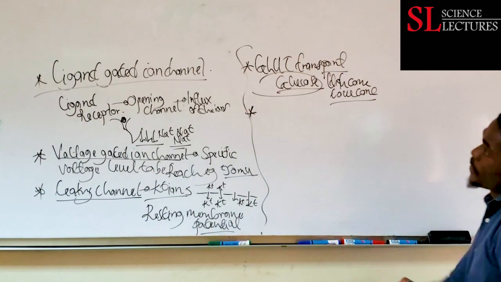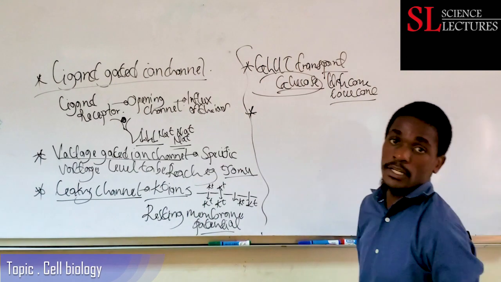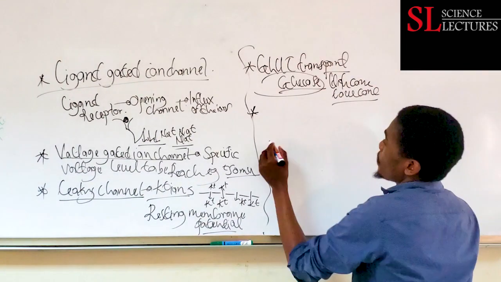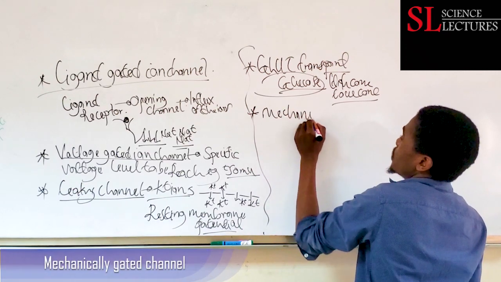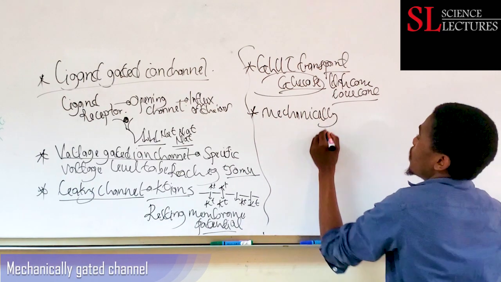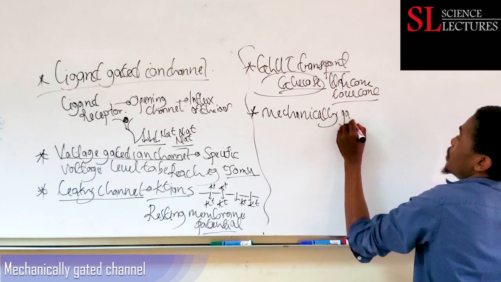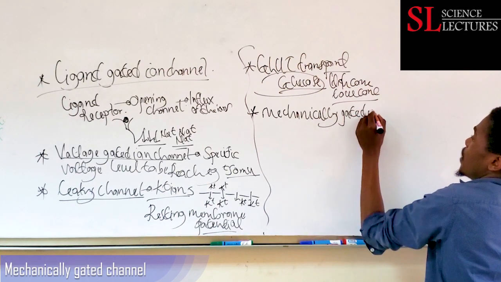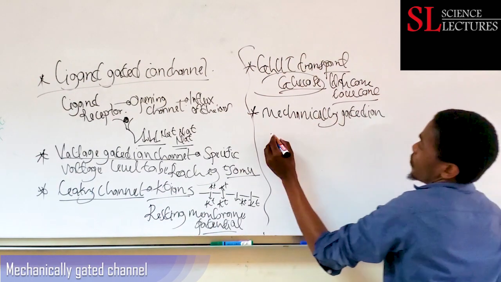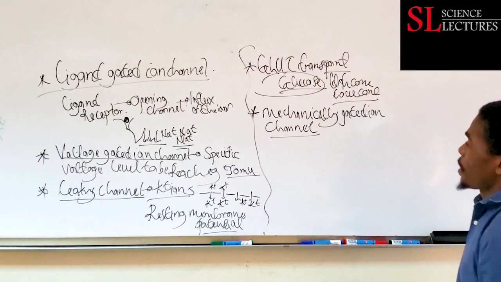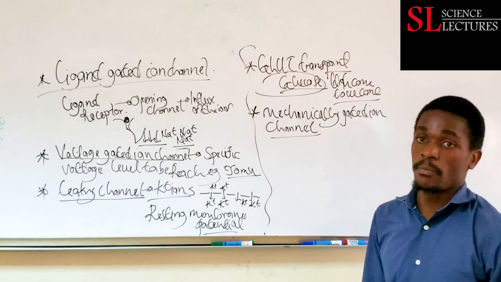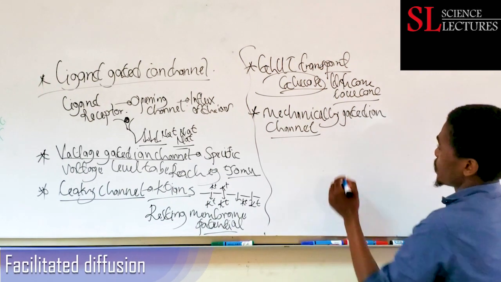Then we have a fifth example under facilitated diffusion, and that is a mechanically gated ion channel. So where is this channel applied in the body? How is it relevant in the body?